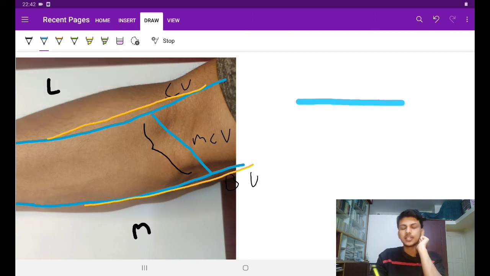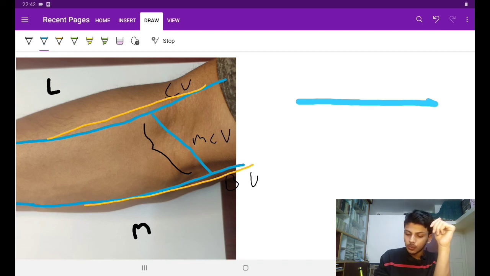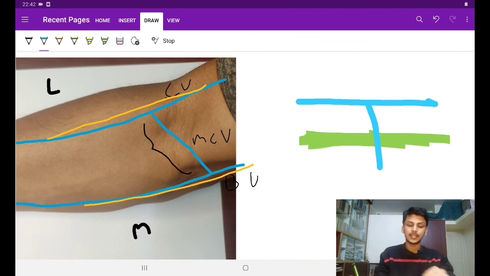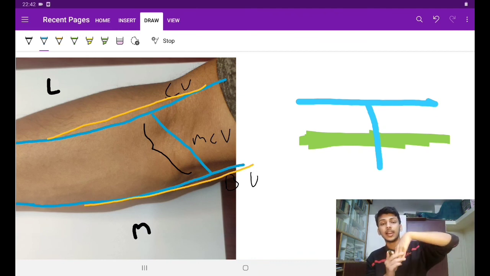What is present superior to the cubital fossa? The roof of cubital fossa. Below that, what is there? There is one interesting structure here, that is the bicipital aponeurosis. So there is a perforating branch which is given by the median cubital vein. What is perforating? It is going through the deep fascia, going to the tendon of biceps. So if it is going down, it will be well anchored there.